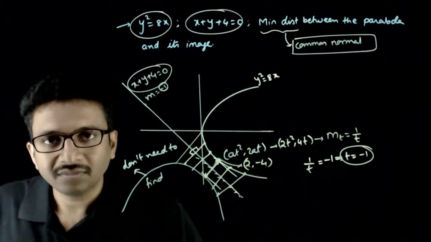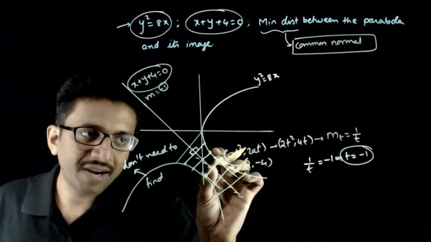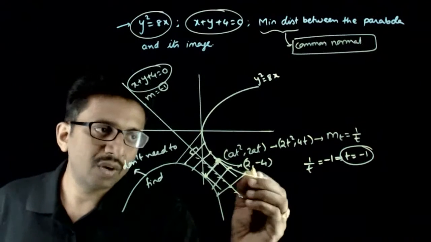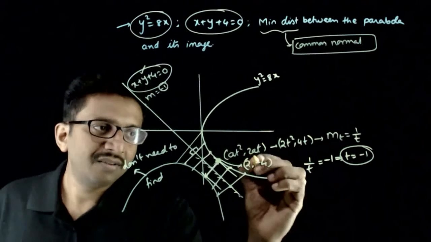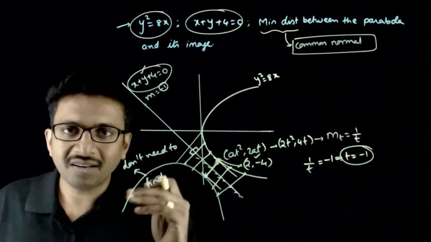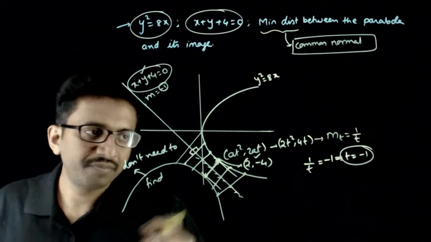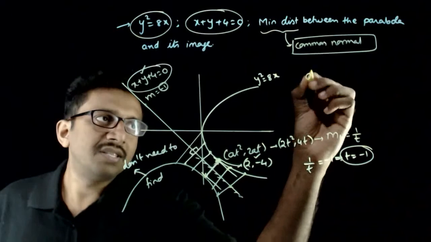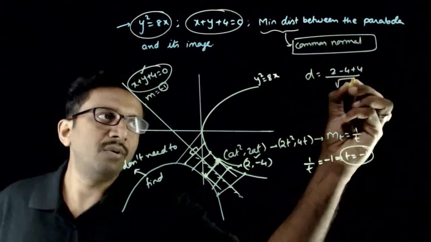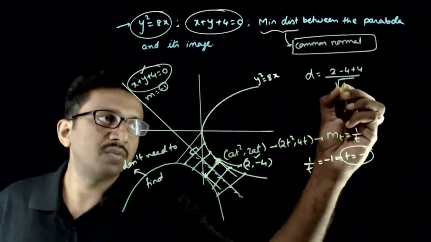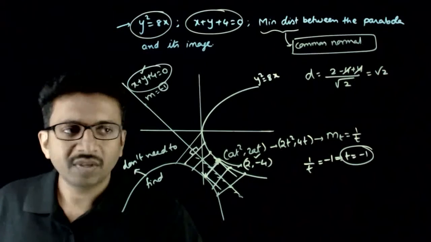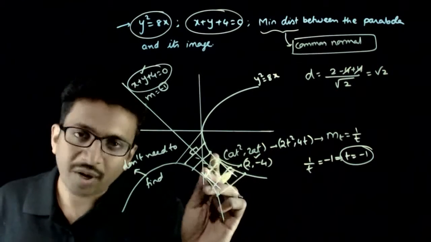Now to get this distance, I'll find the distance of this point from this line and double it. What is the distance of this line from this point? We have a formula. You just need to substitute this point in the line, divided by root of a square plus b square. So distance is equal to 2 minus 4 plus 4 by root of 1 square plus 1 square, which is root 2. So root 2 is the distance between this point and this line.